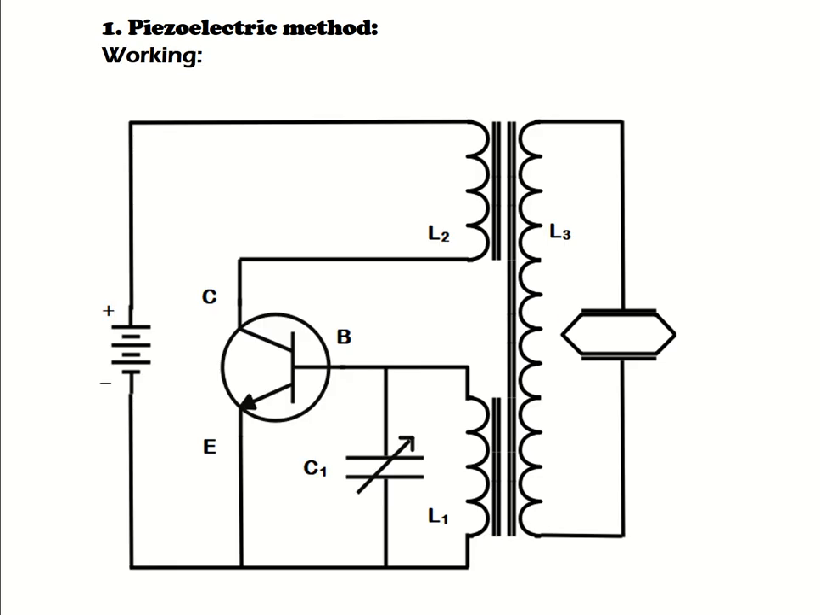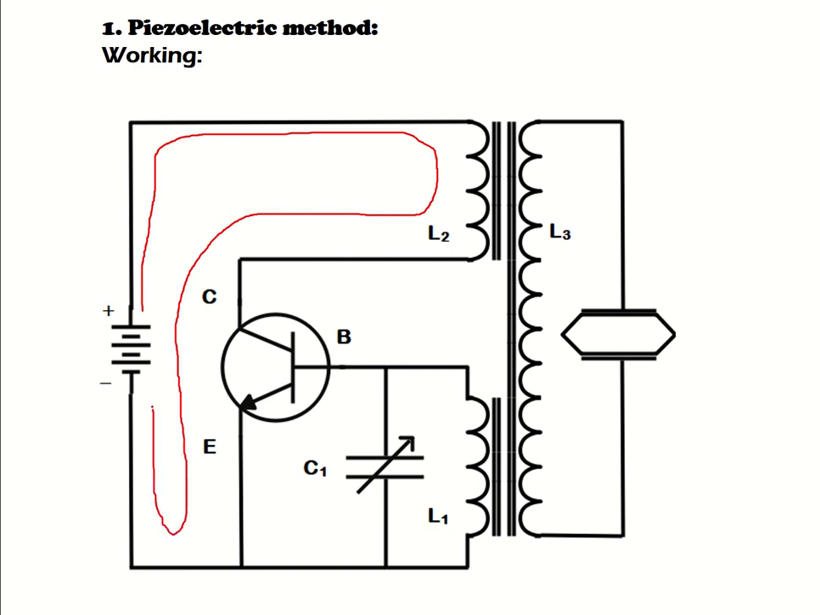Now let us see the working of the piezoelectric method. As soon as we switch on the power supply, the current will be emitted from the positive terminal of the battery. It will pass through the L2 coil and the collector emitter junction of the amplifier, and it will come to the negative terminal of the battery. That means the current will pass in this particular loop.